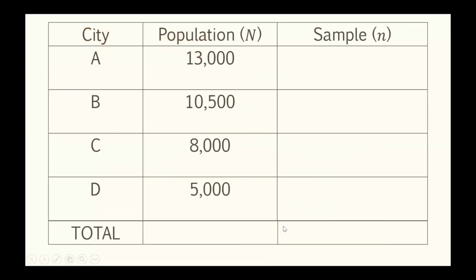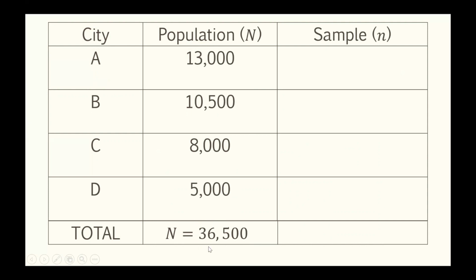There will be 3 columns here. For column A, that is CT. For the second column, for the population, that is from the problem. And in the third column, we are going to identify the sample per city. So the first step is to compute for the total of the population. So 13,000 plus 10,500 plus 8,000 plus 5,000, that is equal to 36,500.